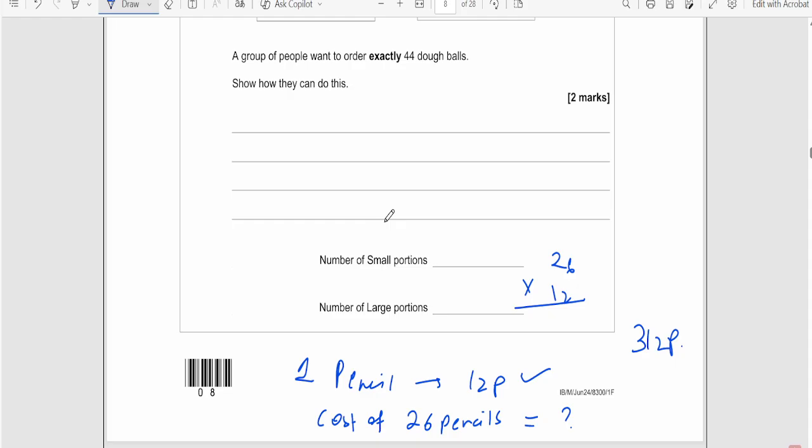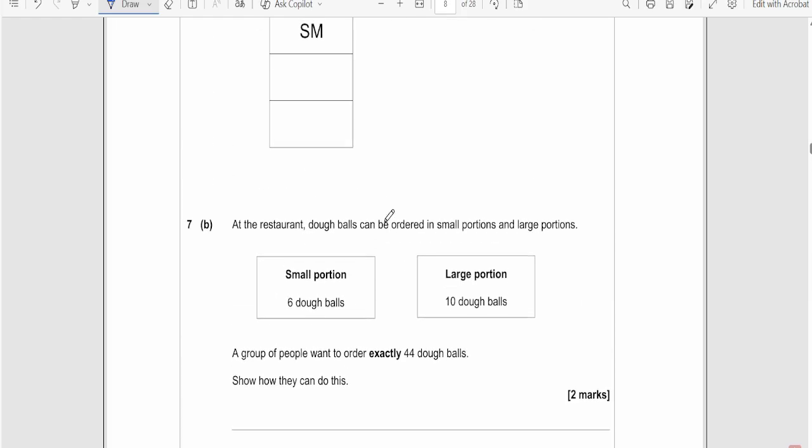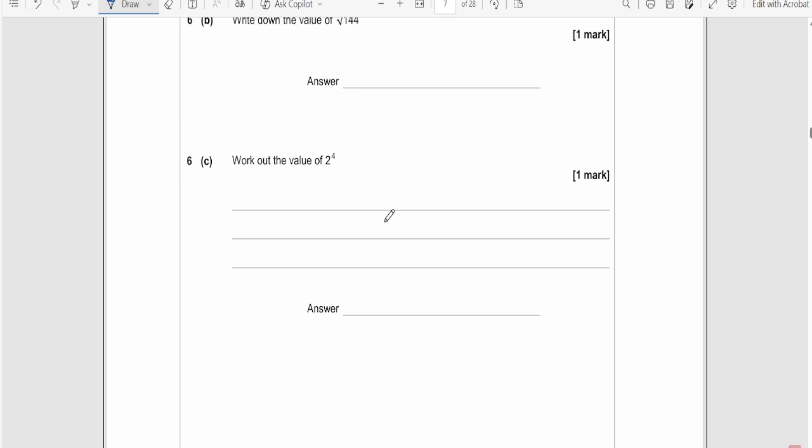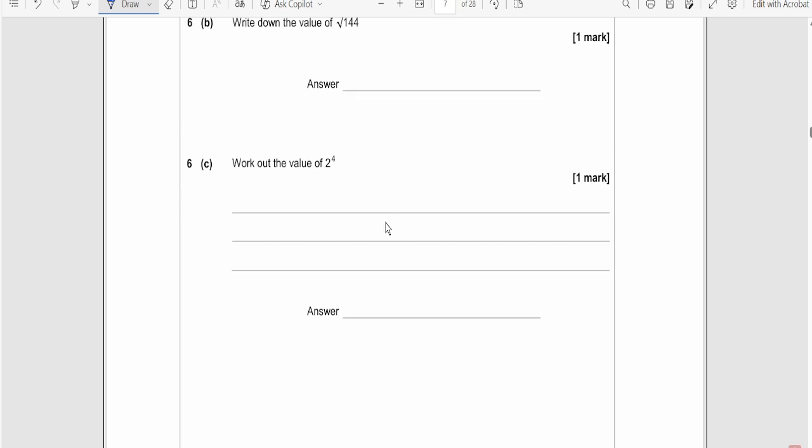Now, okay, so can you tell me how much is 6 to the power 3?